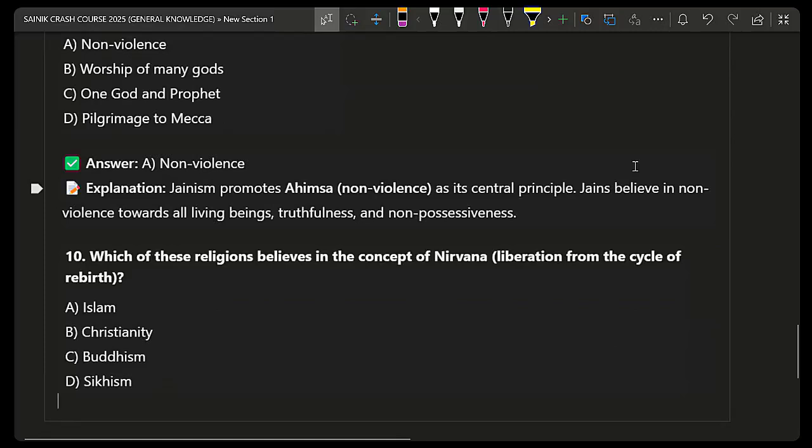Which of these religions believes in the concept of nirvana, that is, liberation from the cycle of rebirth? Islam, Christianity, Buddhism, Sikhism.